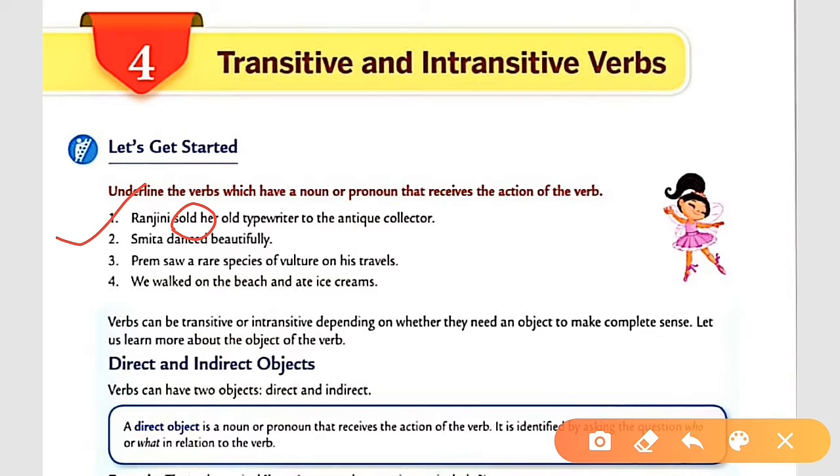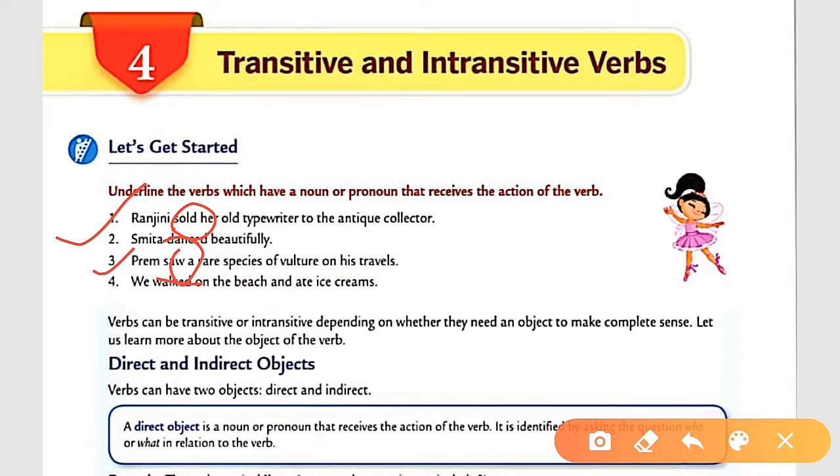Second question. Shamita danced beautifully. There is no verb here which has a noun or pronoun that receives the action. So come to number third. Second number has no answer. Prem saw a rare species of vulture on his travel. What is the answer? The answer is saw, the past tense of see.